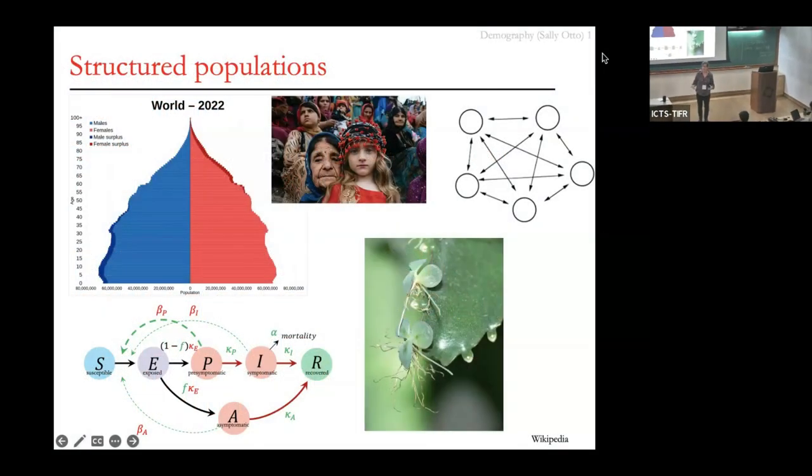So today I am going to talk about models of evolution and selection in structured populations. And by that I mean populations where all individuals can't be treated as homogeneous, but there are attributes about them that affect their survival and reproduction.